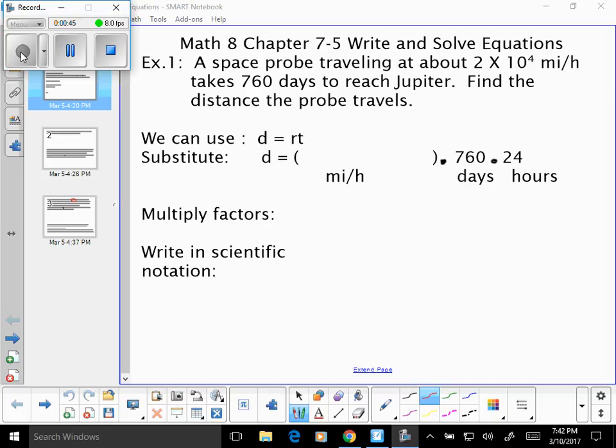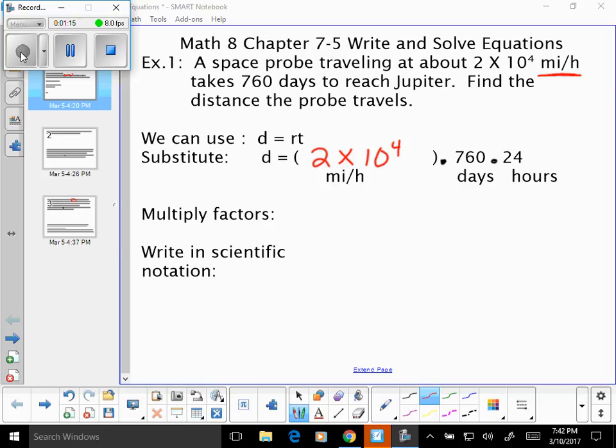Now the problem here that you have to take into consideration when we're working with d equals rt, the distance formula, is notice that the speed, the rate, is actually in miles per hour. In fact, that's going to substitute for the r, 2 times 10 to the fourth. Now the difficulty is that we want distance, which is only miles.